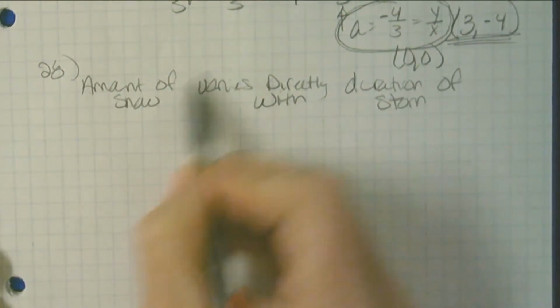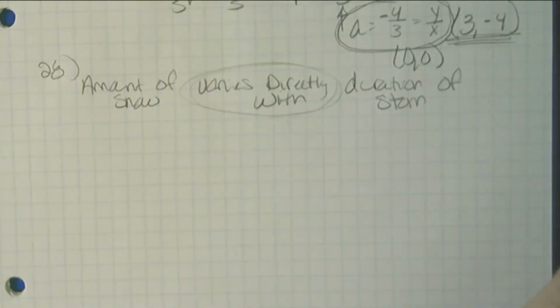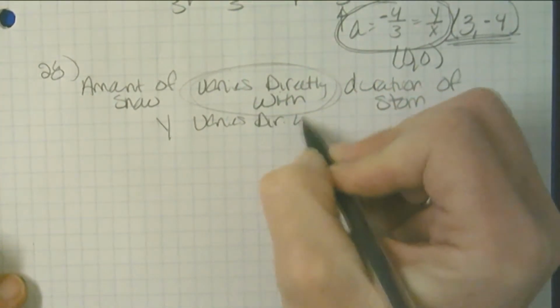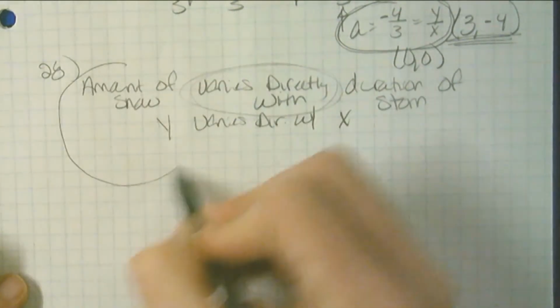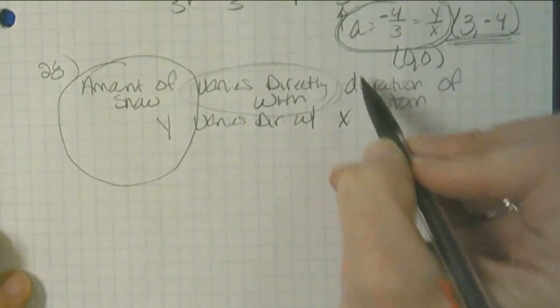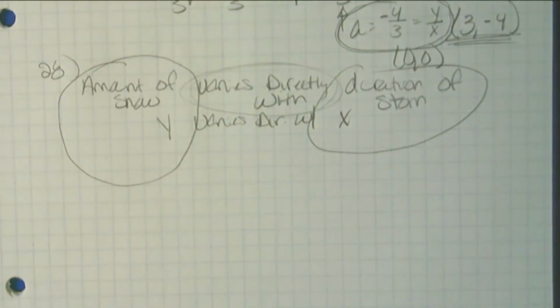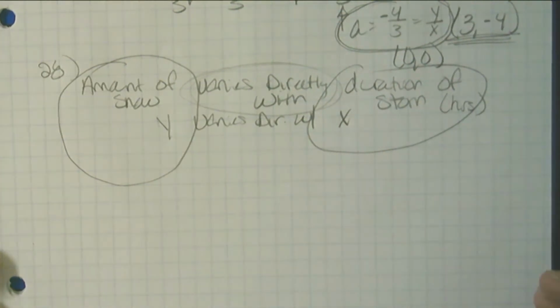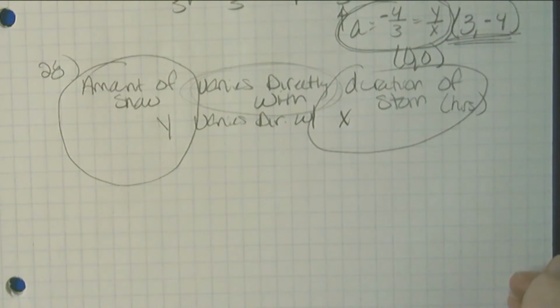The moment you see this "varies directly with" in your sentence, I would write it in this structure. Y varies directly with X. So I know my Y is my amount of snow. I know my X is my duration of my storm. And I believe they tell us that this is in hours. All right, so I've identified my variables. Y is my amount of snow, X is my duration of my storm.